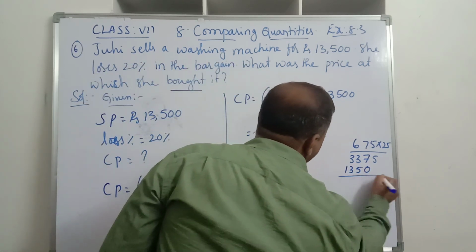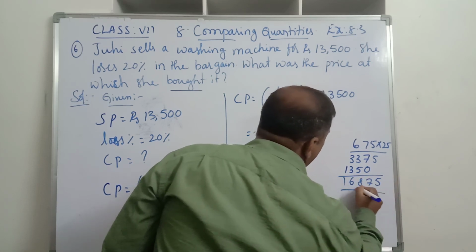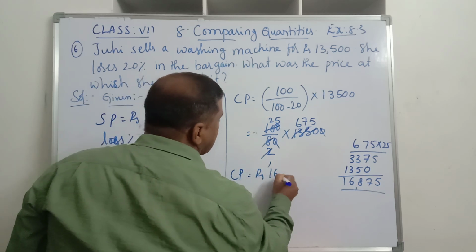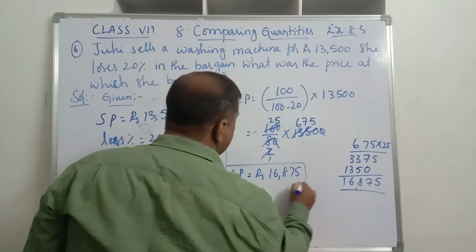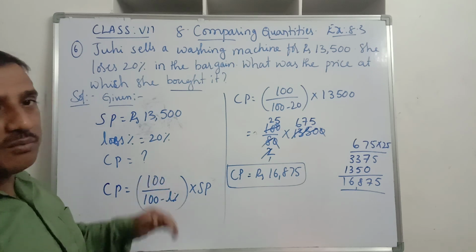So now how much is it? 5 7 8 6 1. So how much is this CP here? It is rupees 16,875. Therefore, what was the price at which she bought it?